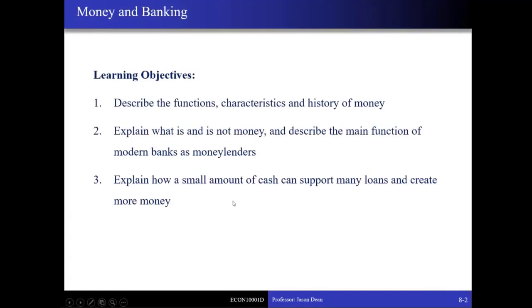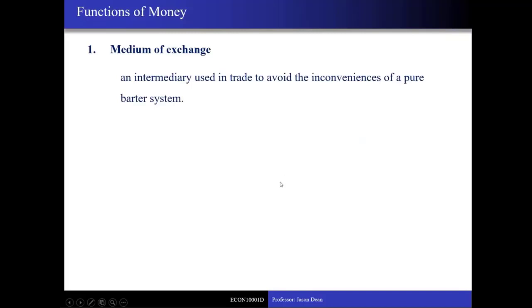And then we'll talk about how a small amount of cash can support many loans and create more money. So we'll introduce the money creation process. So what are the functions of money? So the first is a medium of exchange. So it's an intermediary used to avoid the inconveniences of a pure barter system.